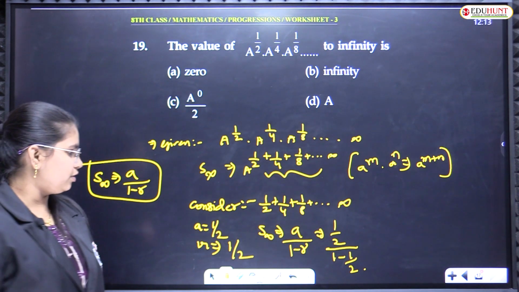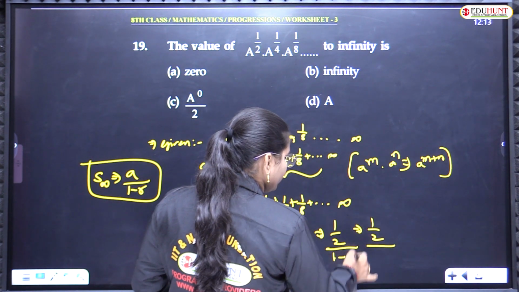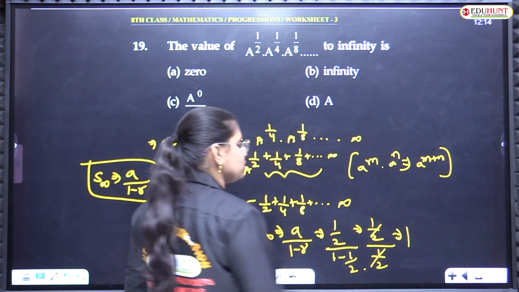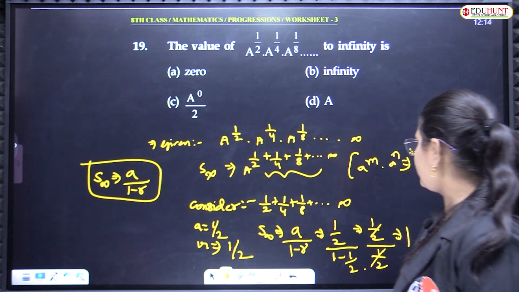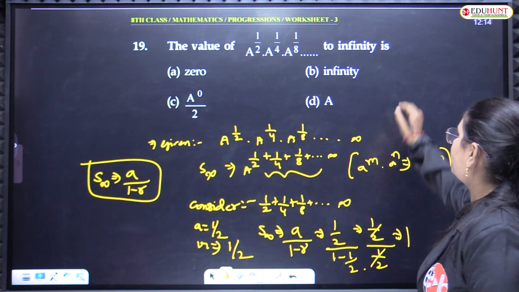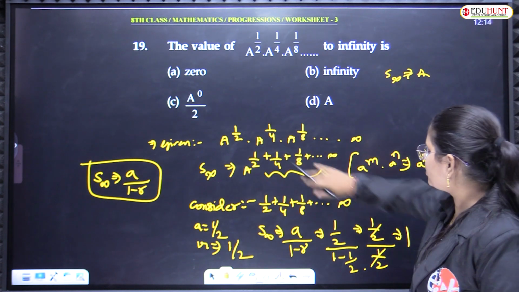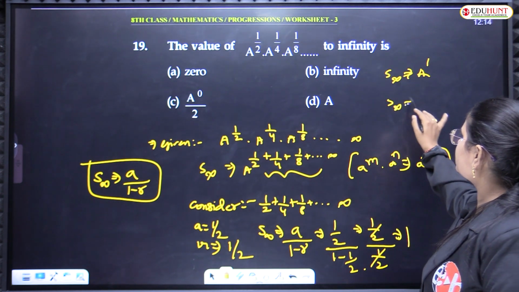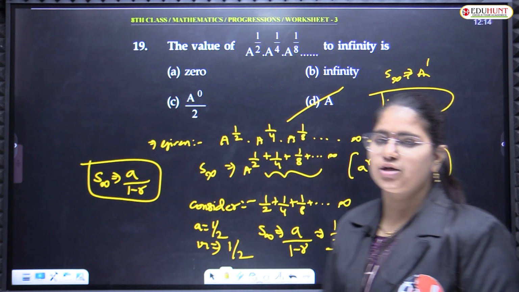So what did you get here? Simplify this: 1 by 2. 2 minus 1 is again 1 by 2. 1 by 2 and 1 by 2 get cancelled. So the sum of infinity is 1. Just substitute this S infinite in the above equation. We got S infinite is equal to A power 1, which is nothing but A. The answer is option D.